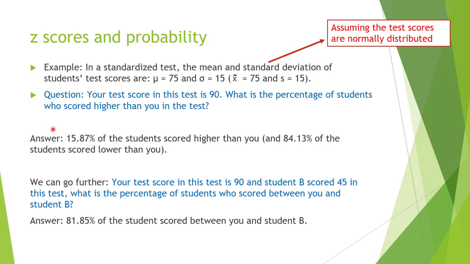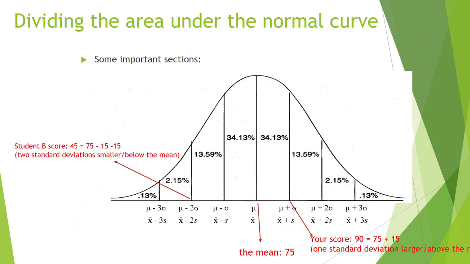You can use 100 minus 15.87%. You can get 84.13%. And then where is the 84.13%? That will be towards the lower end. And your interpretation of this will be, if you add all these percentages together, you can get the percentage of scores lower than you, and your score is 90.